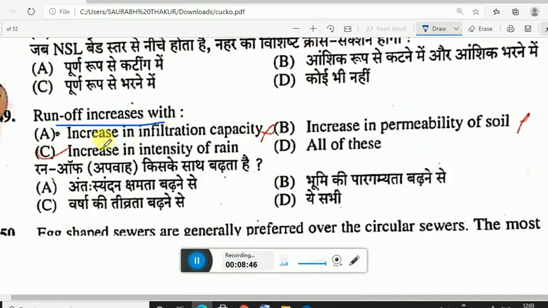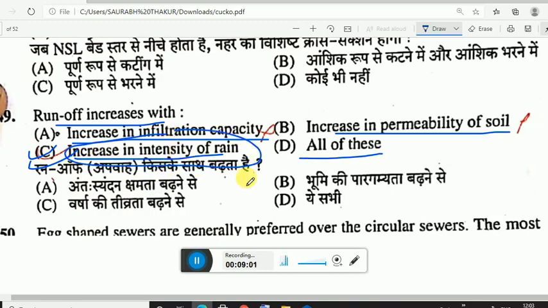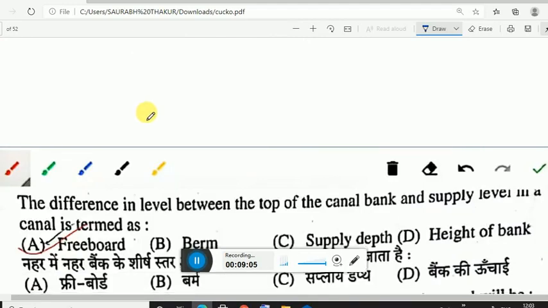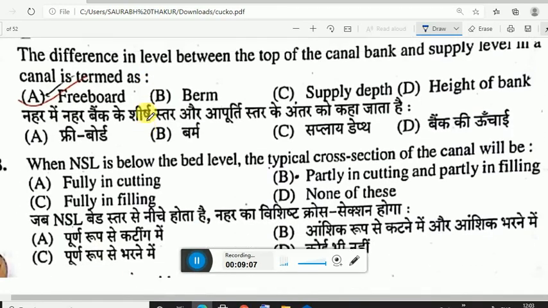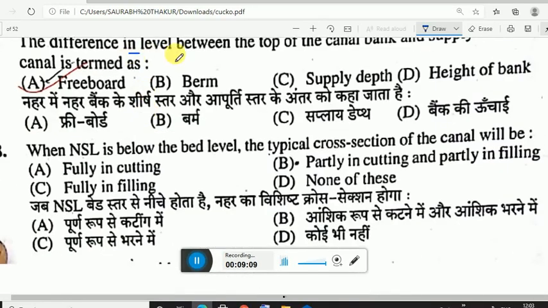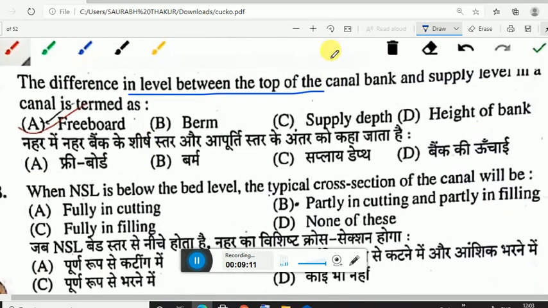Runoff increases with increase in infiltration capacity, increase in permeability of soil, increase in intensity of rain. All of these increase in the intensity of rain. When you would be increasing the intensity of rain, your runoff would be increasing. The difference in level between the top of the canal bank and supply level in a canal is termed as freeboard.